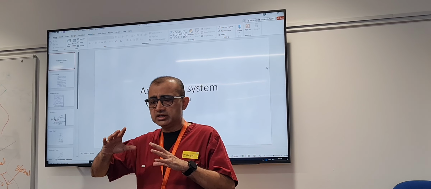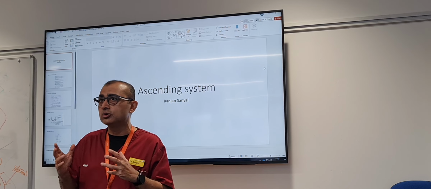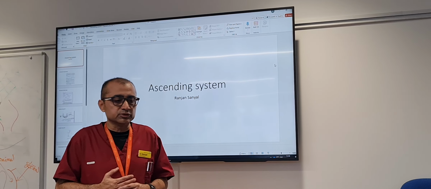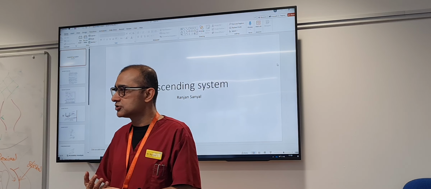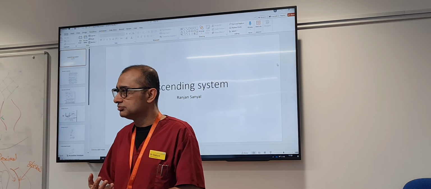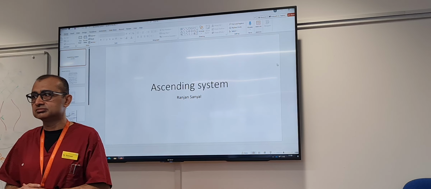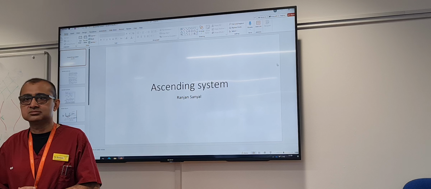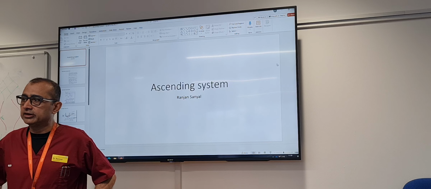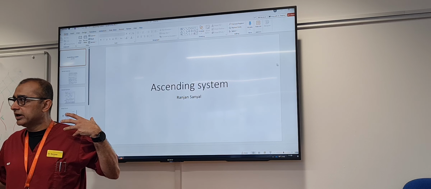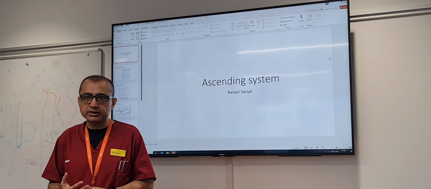So before we go to the ascending system, I just want to quickly highlight how this knowledge is going to help you to localize. For example, if somebody has got weakness of both the lower limbs, where do you think the problem is in the motor pathway? Just the lower limbs are affected, the upper limbs and cranial nerves are not. So where is the problem in the whole motor pathway? Spinal cord. It has to be in the spinal cord.